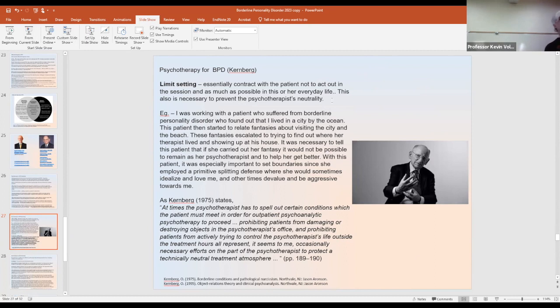If the patient cannot form the contract, then that's a reason why they may not be good candidates for psychodynamic psychotherapy for borderline personality disorder. If they can't limit set, then maybe they just need to be doing something supportive and dealing with symptoms. You know, that's just some prognosis for the therapy.